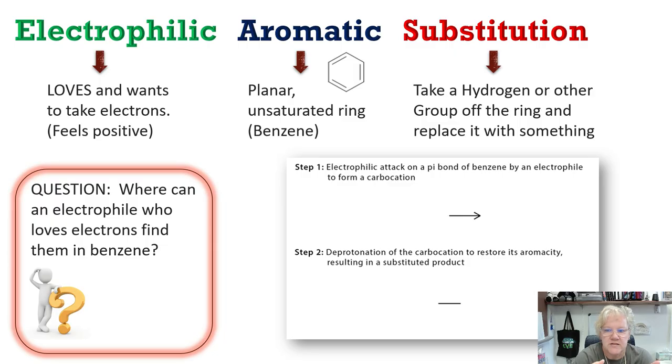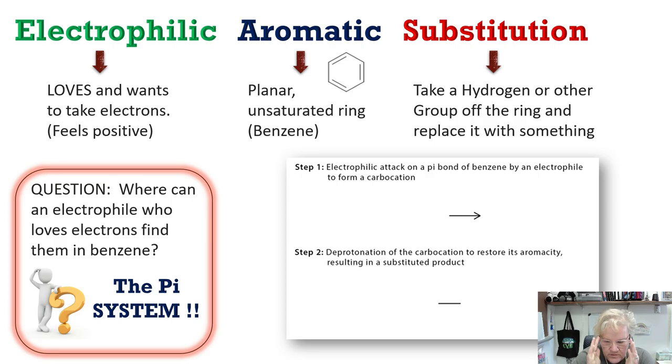So on our benzene, we're going to take hydrogen or another group off the ring and replace it with something. In our case today, we're only going to take off a hydrogen and replace it as a substitution. But I guess the main question is, where can an electrophile who loves electrons find them in benzene? So if you look at benzene, these aromatic compounds have that pi system where they have all those delocalized electrons in that ring. And so that's where our electrophiles are going to find electron density in our benzene, from the pi system.